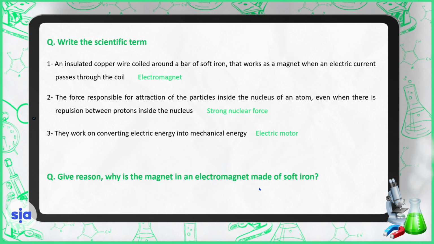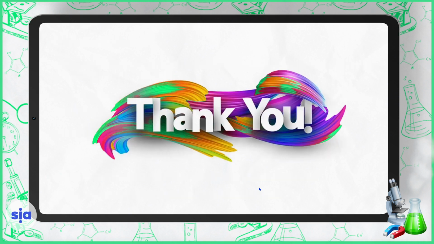Now, give reason why is the magnet in an electromagnet made of soft iron. This is because soft iron is easily magnetized by the flow of electric current.